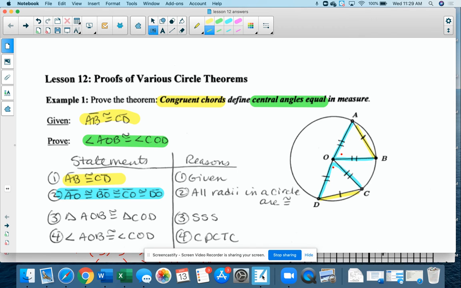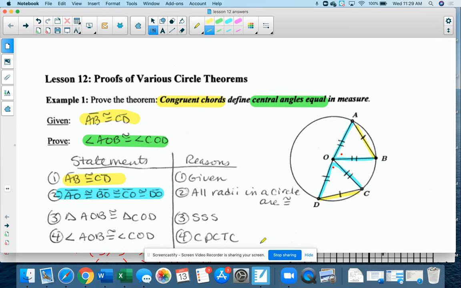Hi GOR, this is a video of lesson 12, proofs of various circle theorems. So what we're going to do is take some of the things that we learned about circles and apply them to some of the things we learned when doing our triangle proofs earlier in the year.